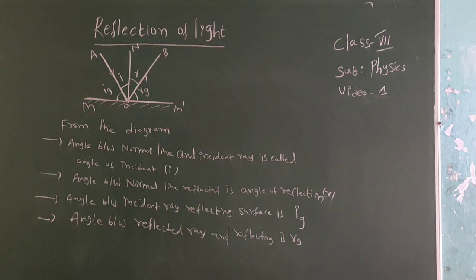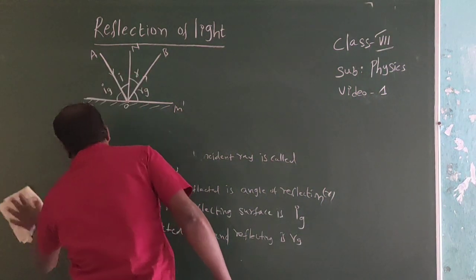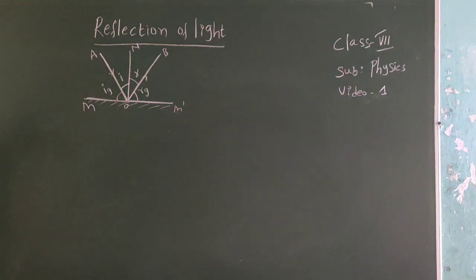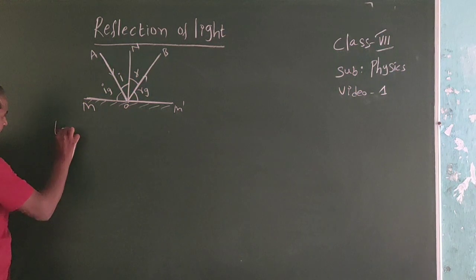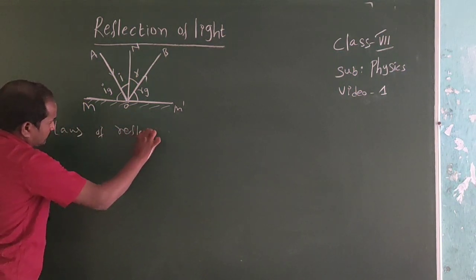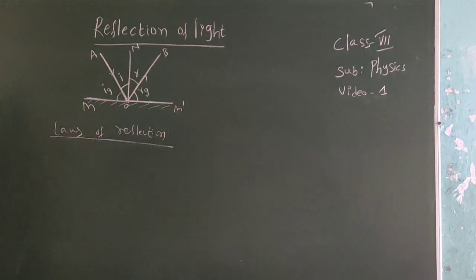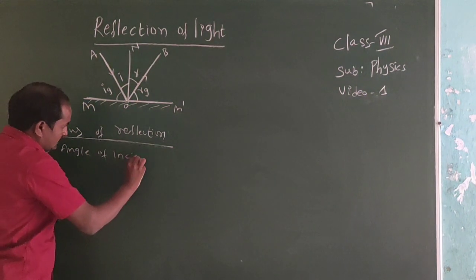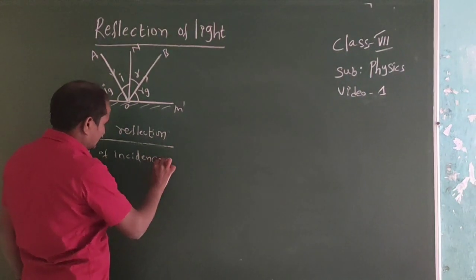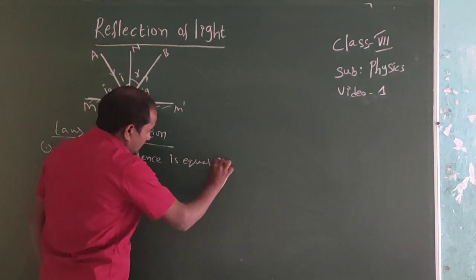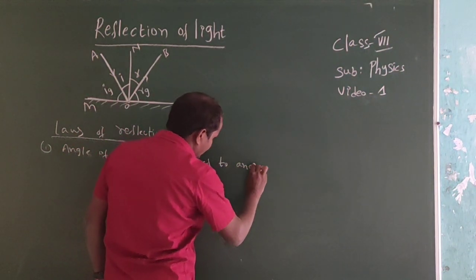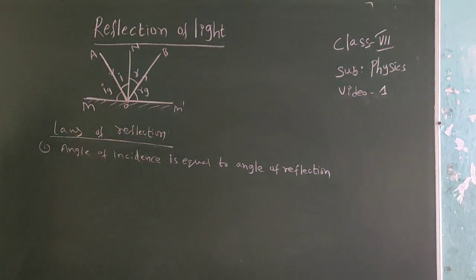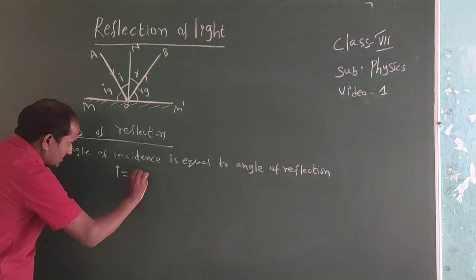Okay, next one. What are the laws of reflection? Here, the first one: the angle of incidence is equal to the angle of reflection. That means here I equals R.